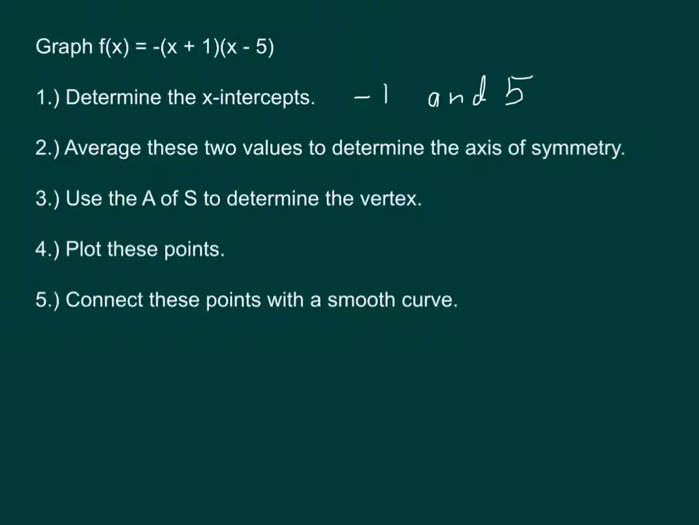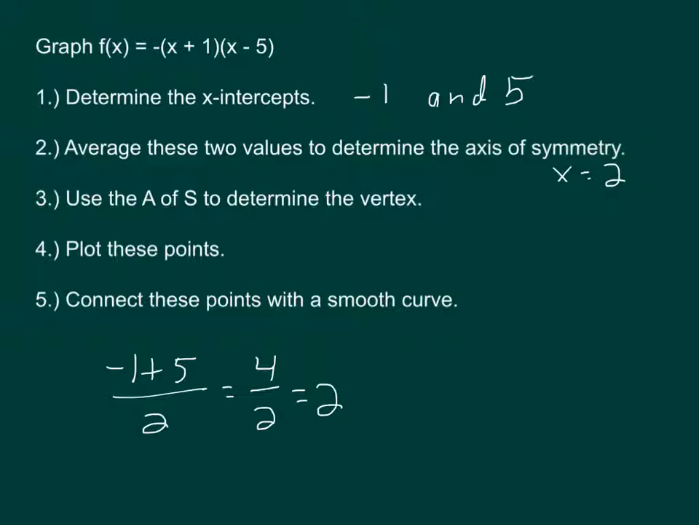Now I'm going to average these two values to determine the axis of symmetry. So that's going to be negative 1 plus 5, and I'm going to divide that by 2. Well, negative 1 plus 5 is 4, and 4 divided by 2 is 2. So my axis of symmetry is x equals 2.